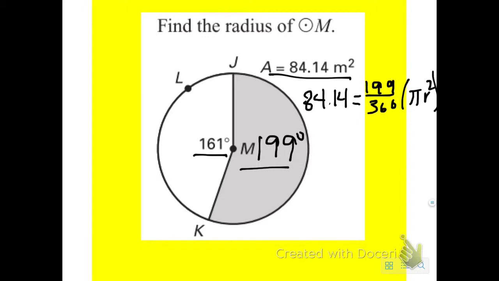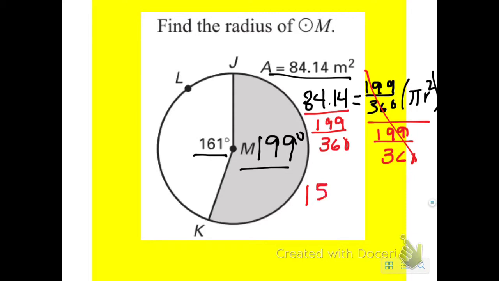So in order to solve for r, I need to isolate the r. I'm going to divide both sides by 199 over 360. They cancel on the right-hand side. I get my calculator and I say 84.14 in my numerator. In my denominator, I have a fraction, 199 over 360. So that tells me it's 152.21 equals pi r squared.